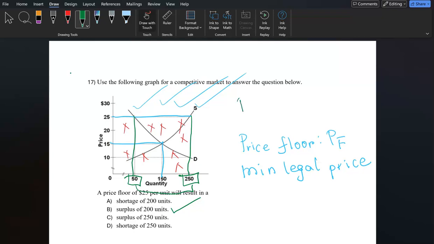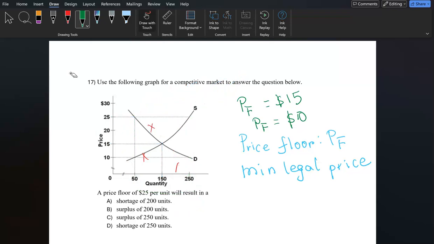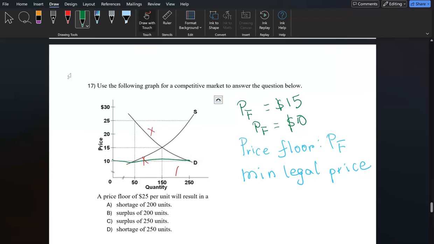However, if the price floor was set at $15, there would be neither a shortage nor a surplus. If the price floor is set at any price below $15, say it was set at $10 instead, then we would have the option to go up to $15 and we would not have any shortage or a surplus.